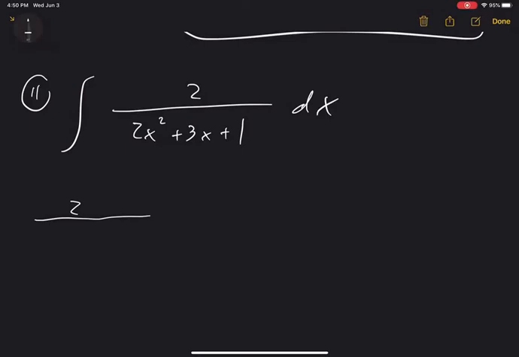We could try factoring, or we could plug in. One strategy I use sometimes is if this doesn't look easy to factor, but I can plug something into the denominator and get 0, that tells me it's a factor, right? So let's say I plug in -1 to my denominator. What do I get? I get 2 minus 3 plus 1 is 0.